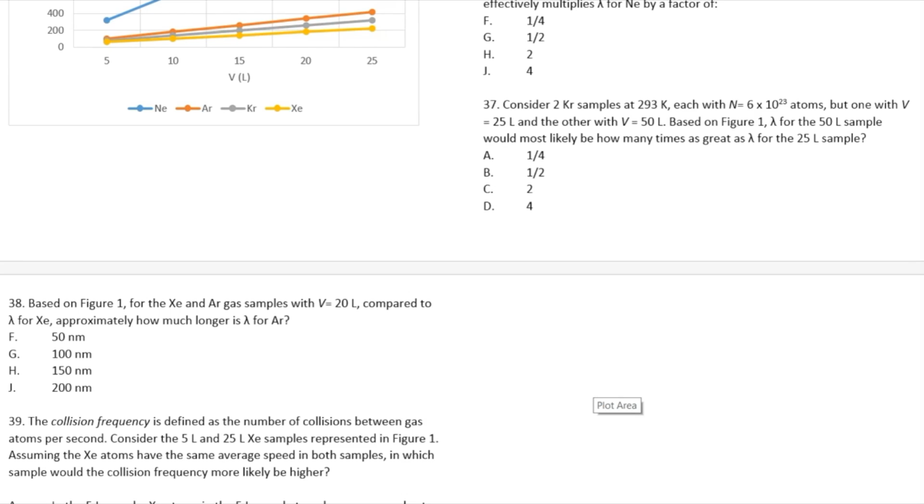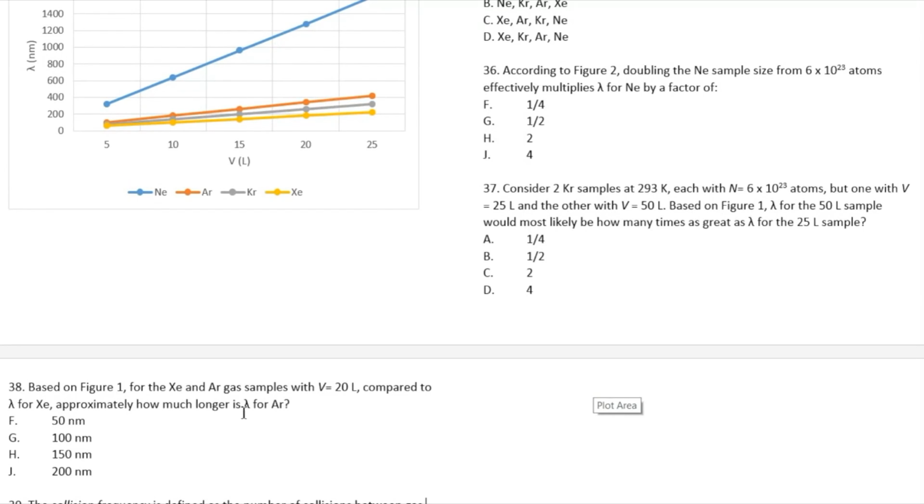Question 38 says, based on figure 1, for the xenon and argon gas samples with V equals 20 liters, compared to lambda for xenon, approximately how much longer is lambda for argon? Okay, so let's unpack this here. It's saying figure 1, so we can scroll up and look at figure 1 here. It's asking about xenon and argon gas samples at V equals 20 liters. So at the bottom here we find our relevant V, and we see here is the 20. And it's asking about lambda for argon and xenon, and how much longer is the lambda for argon versus the lambda for xenon.